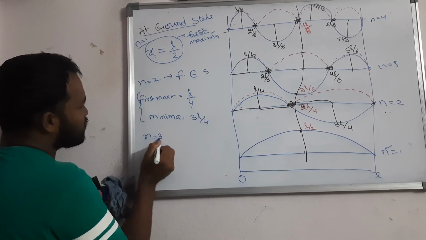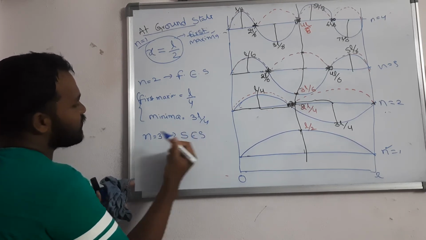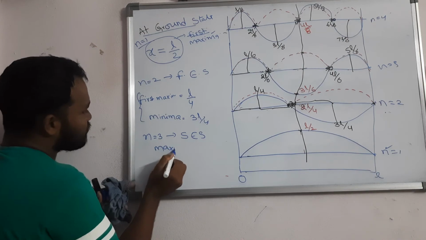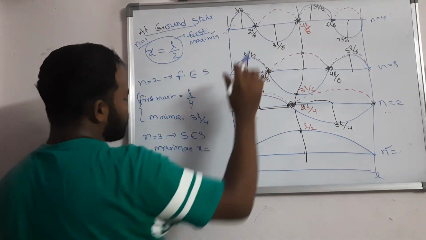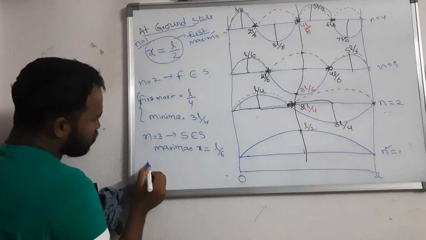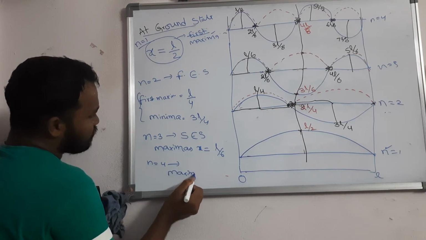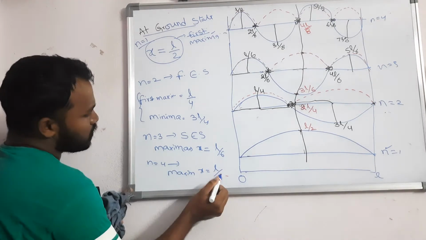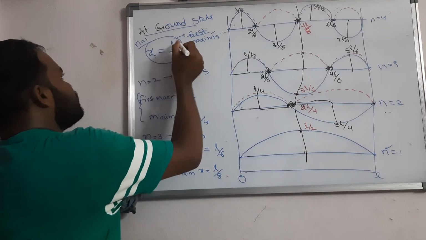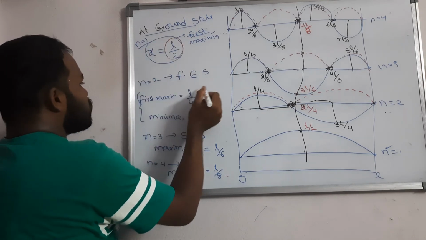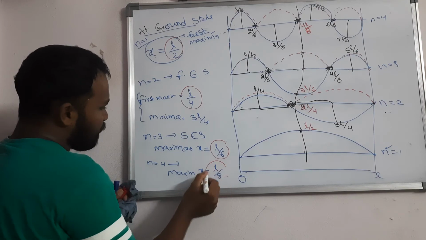n equal to 3 means second excited state. I am talking only about the maxima: the first x value is L by 6. If I take n equal to 4, the maxima is x equal to L by 8, you should write. If you observe clearly: for n equal to 1, L by 2; for n equal to 2, the maxima is L by 4; n equal to 3, L by 6; n equal to 4, L by 8.